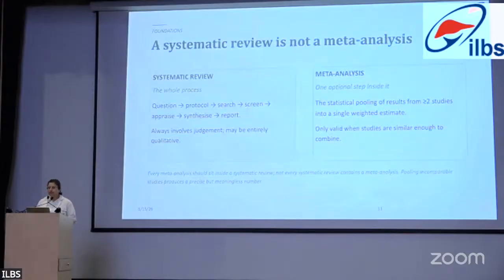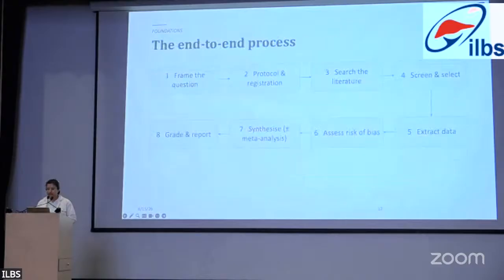One important distinction between systematic review and meta-analysis is that meta-analysis is just an optional step inside a systematic review. As we go down the slides, we'll learn about the heterogeneity amongst different studies. So not every systematic review will have a meta-analysis, but every meta-analysis will have a systematic review inside it. If you pool studies that are very different from each other, we will get a number that looks precise but actually means nothing. So meta-analysis is actually an exception to a systematic review, not a routine thing.